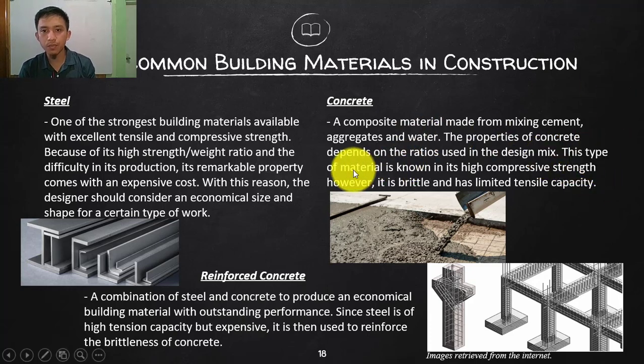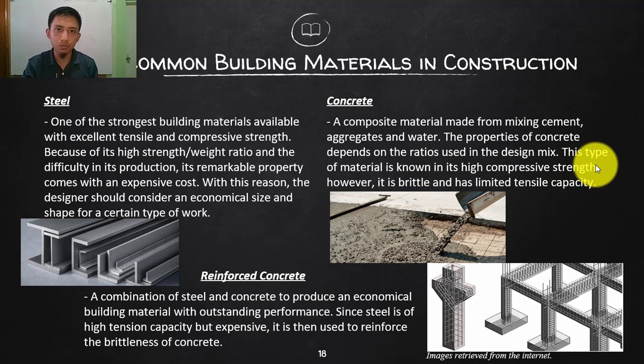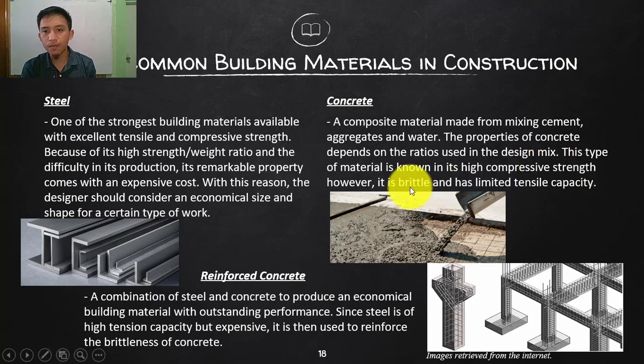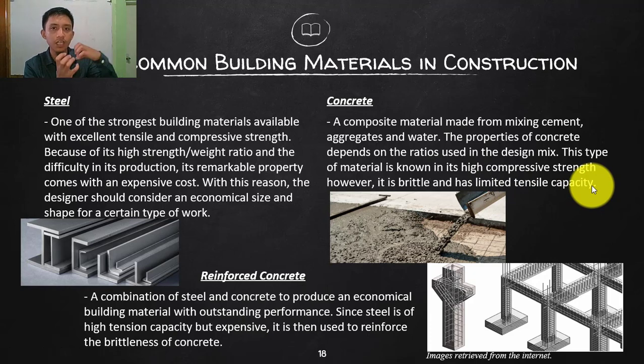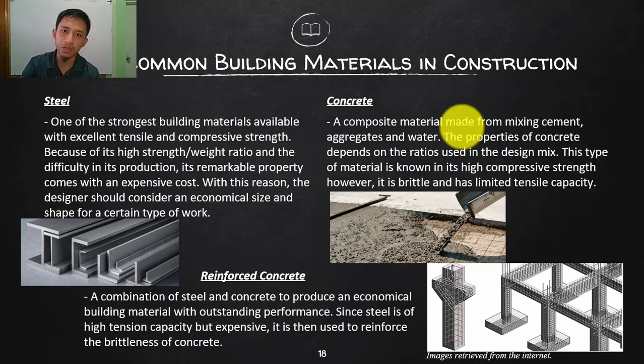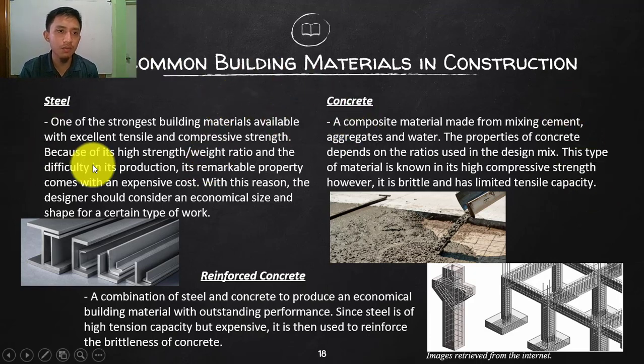So this type of material is known for its high compressive strength. Concrete is known to be high in compression strength. However, it is brittle and has limited tensile capacity. That is very, very weak. It can carry tension, but not much. Since it is a brittle material, it cannot resist high tensile forces. So that is the weakest part of the concrete. Same thing in steel, there is a weak part: it is expensive.